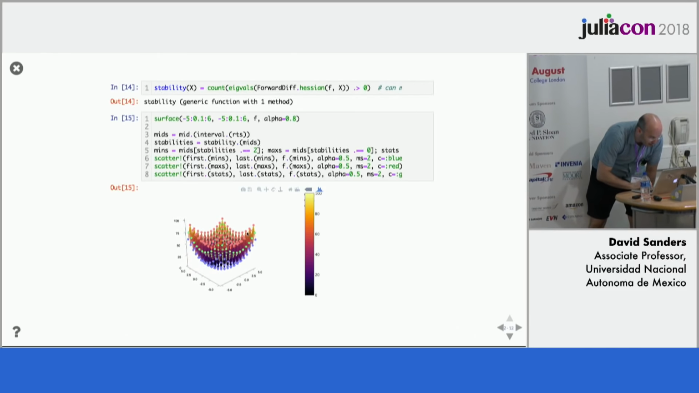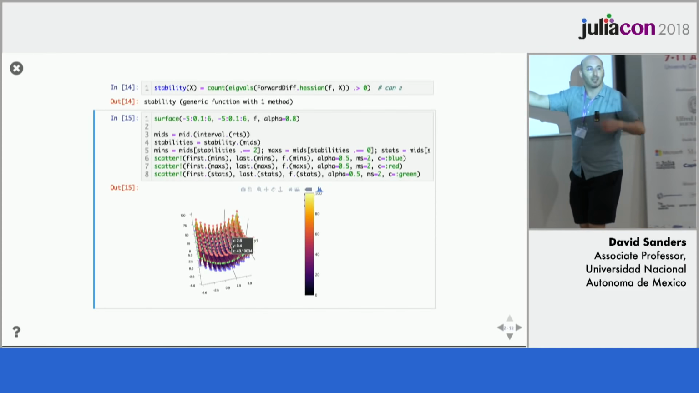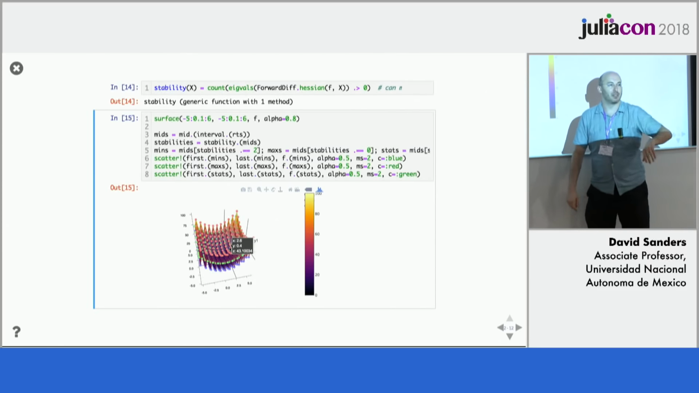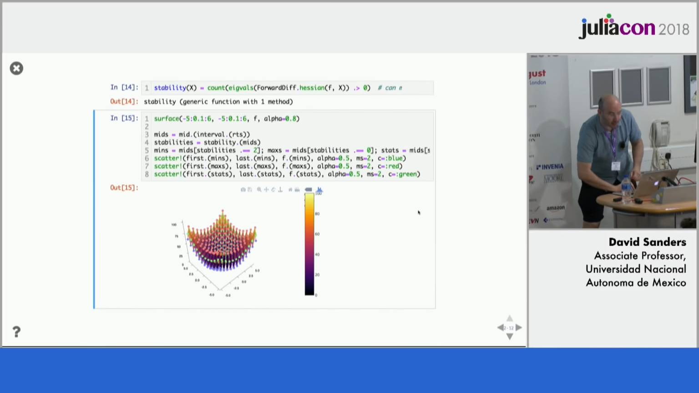And here they are in different colors: the maxima, the minima, and the saddle points. And I could actually make this rigorous if I want. I have a version that makes this rigorous, where you rigorously prove this is a maximum, this is a minimum, and this is a saddle point. Is that clear?